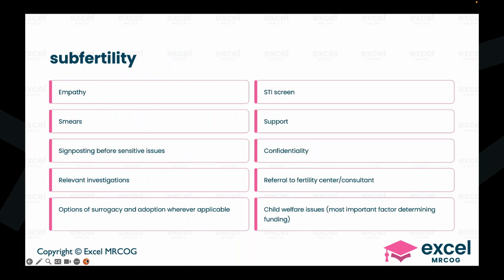Subfertility: empathy is important, because these women are trying and they are depressed that they are not getting pregnant. So empathy is important. Smears, STI screening, support, signposting before sensitive issues, investigations that are done already, options of surrogacy and adoption wherever applicable. This is something that we don't offer. Like the one that I discussed, the atypical endometrial hyperplasia.